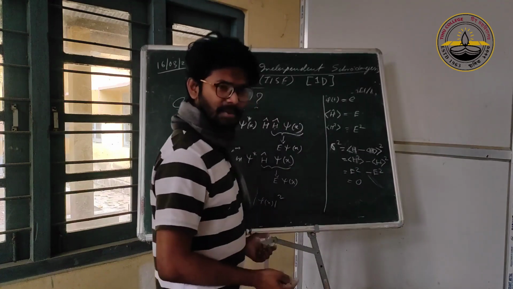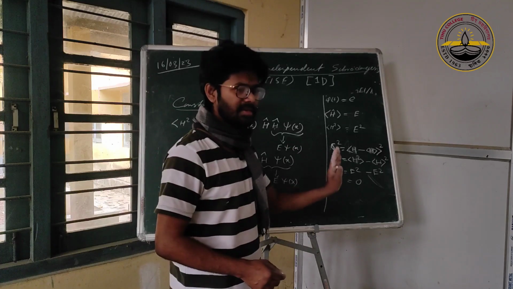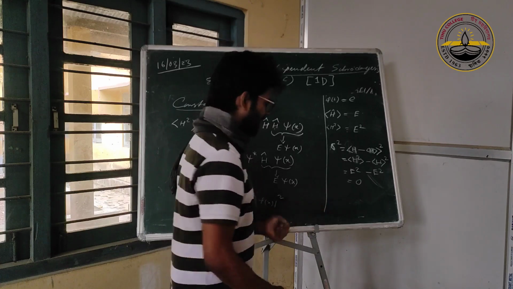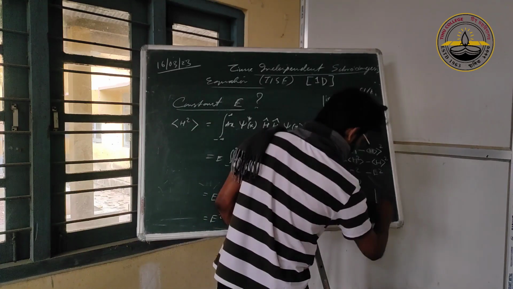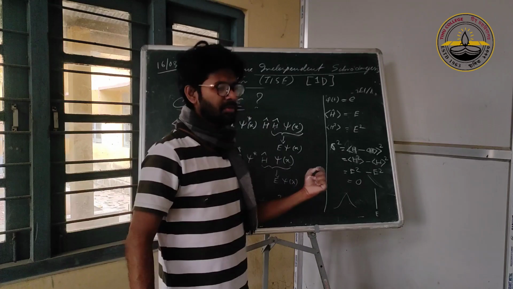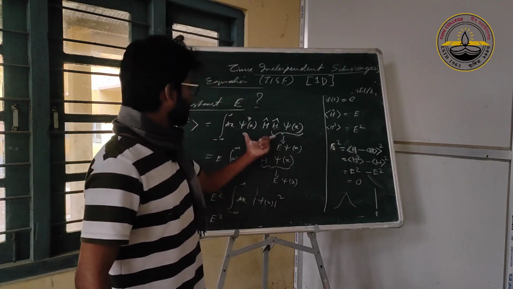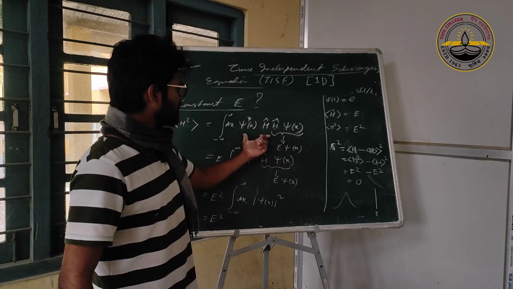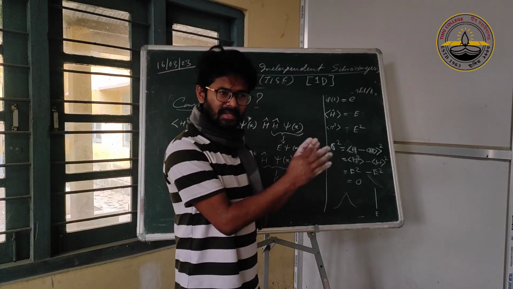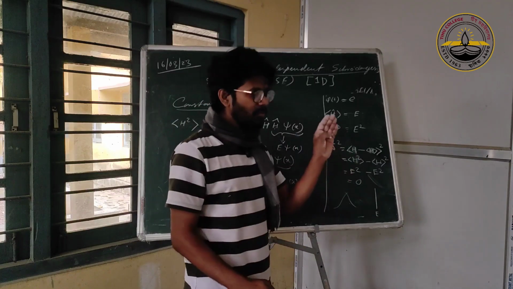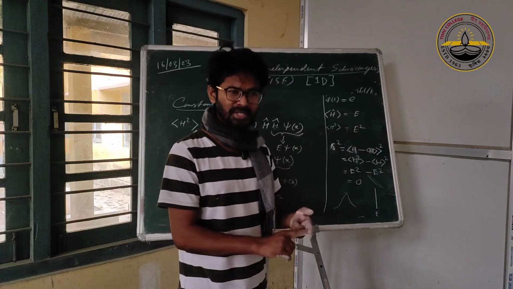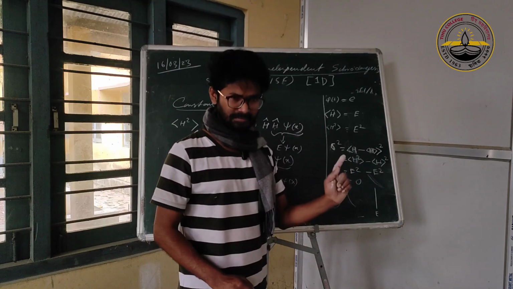That becomes 0. Which means for this particular distribution, every value is E. There is no spread. So every measurement on this kind of stationary state, psi x t equal to psi x times phi t, will always give you the value E. It's not just the expectation value, every value is E.